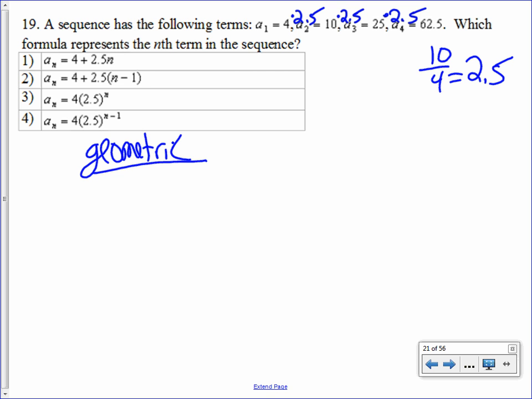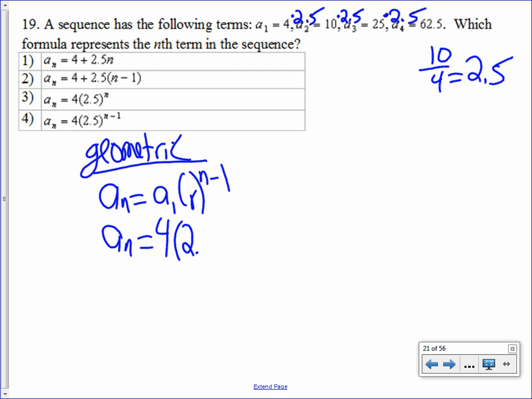Again, go to your reference sheet. Do not waste your brain power on memorizing a formula that's given to you. Geometric's easier. You don't have to distribute and combine like terms. The first term is 4. R is the common ratio, which is 2.5. N minus 1 is N minus 1. Do not multiply these. Leave it like this. 4 times 2.5 to the N minus 1 is right there.